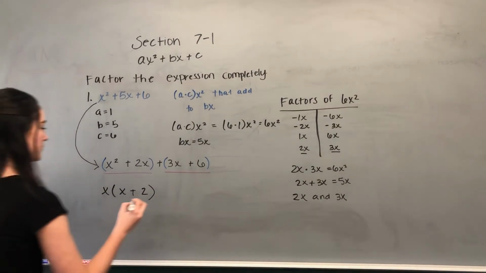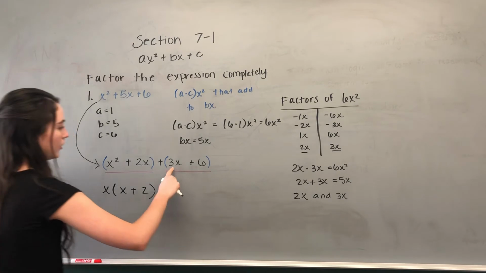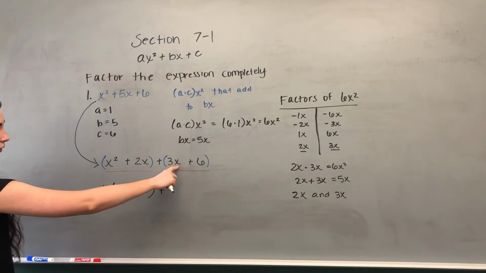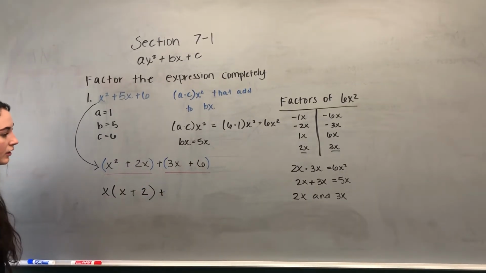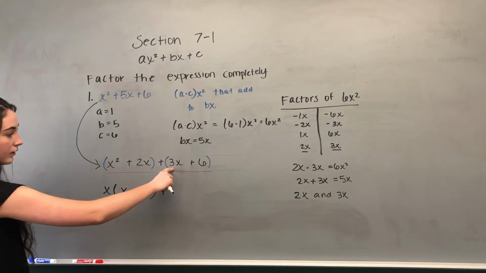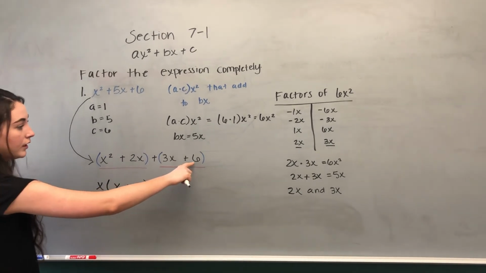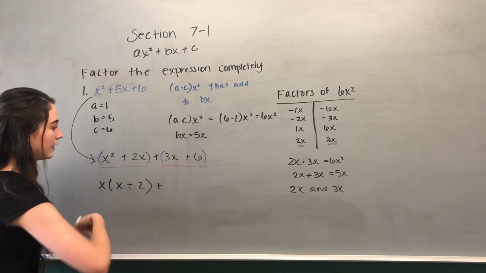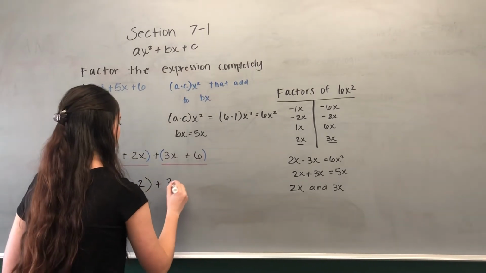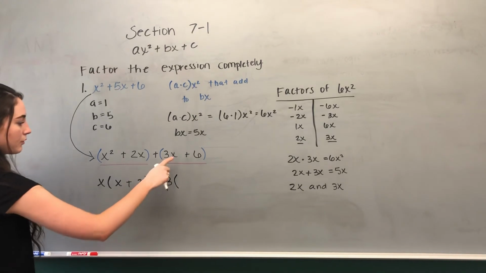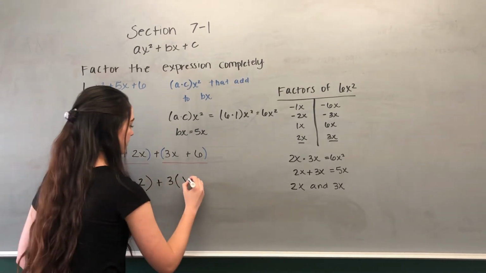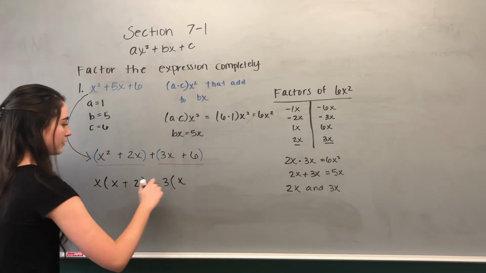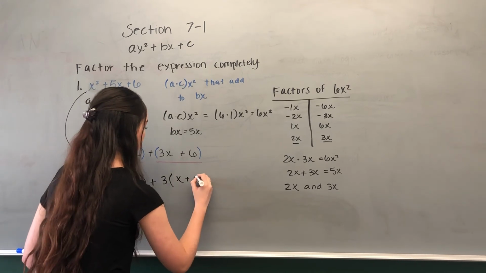Now let's look at this one, plus, what's the GCF of 3x and 6? We can take a 3 out of here, and we can take an x out, and we can take a 3 out of here, but we can't take an x out. So let's just divide out a 3. I'm dividing out a 3. 3x divided by 3 is x, and 6 divided by 3 is 2.